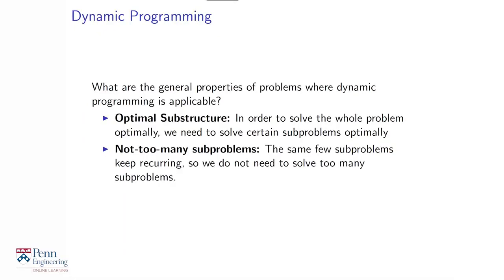The other key point that made dynamic programming efficient was that we didn't have to solve too many different subproblems. Even though in the recursion tree picture we seem to have a lot of subproblems, we realized that many of them were the same. The same subproblems were repeating time and again. In fact, the number of distinct subproblems we had to deal with was rather small. So this is a key feature, not too many subproblems, that makes dynamic programming work. So whenever a problem has optimal substructure and not too many subproblems, then we can use dynamic programming.